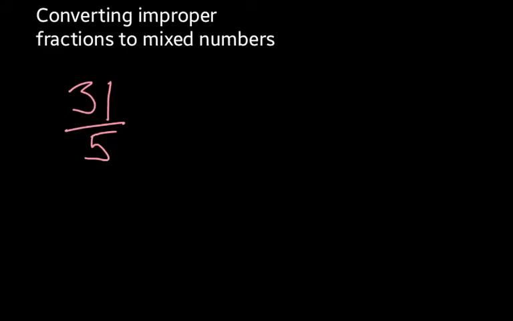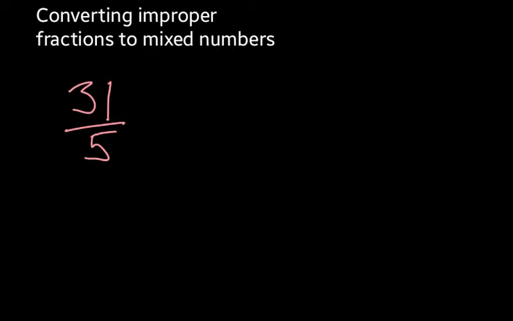Now, converting improper fractions to mixed numbers is possible because they both represent numbers that are bigger than 1. A whole number is obviously larger than 1, 3 1/2, but any improper fraction is also bigger than 1 because the numerator is bigger than the denominator. So let's take a look at an improper fraction. In this case, 31/5.